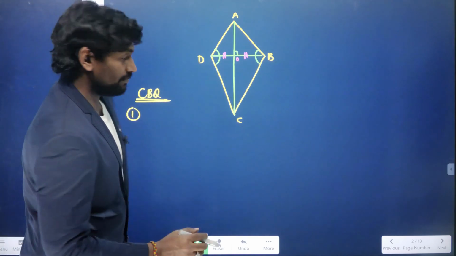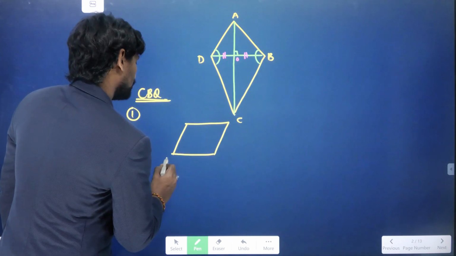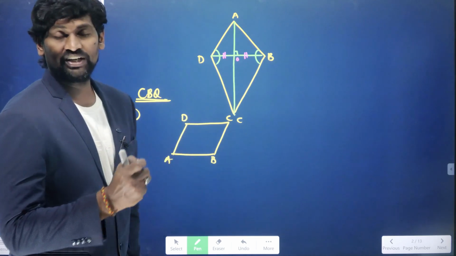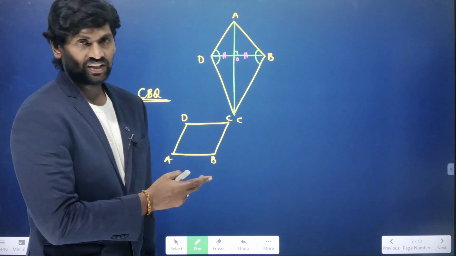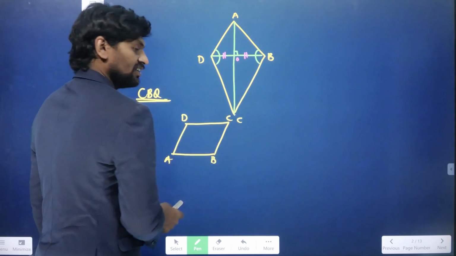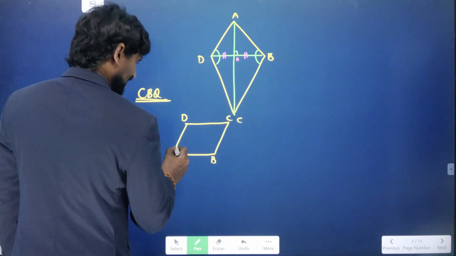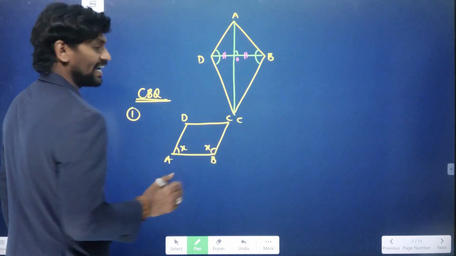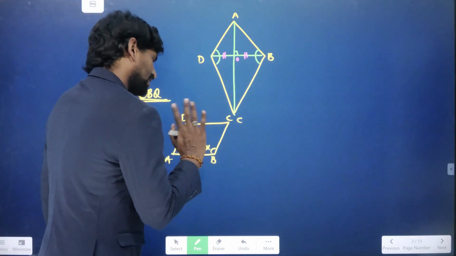in a parallelogram ABCD. So a parallelogram ABCD is given. While taking the vertices, we should follow one order, whether clockwise or anti-clockwise. So A, B, C, D. And here it is given that angle A equals angle B. Let us take angle A equal to x. As per the given problem, angle B is also x.